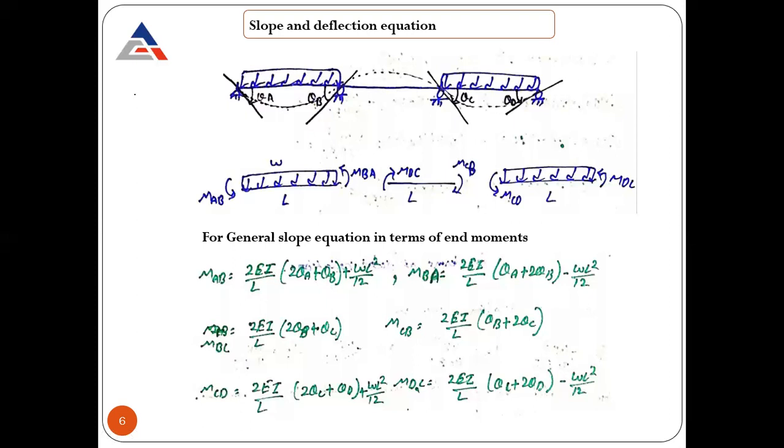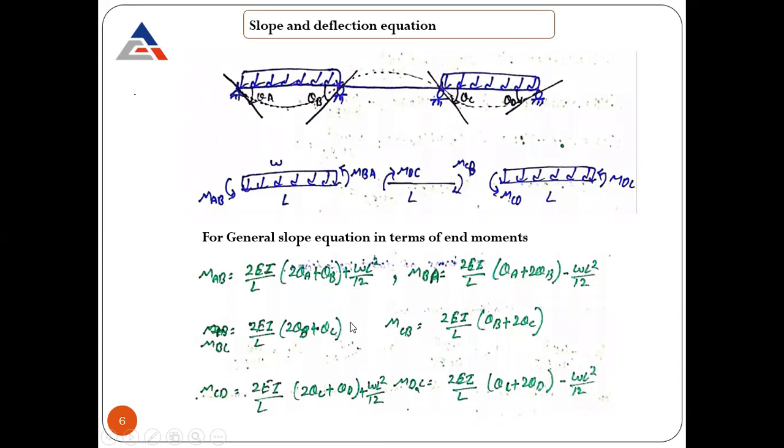That depends upon you also. You can choose your own sign convention. Either way, if one is positive, the other will automatically be negative. Similar is the case for joint BC also. MBC will be equal to 2EI by L, 2 theta B plus theta C. There is no fixed end moment. Why? Because there is no load in segment BC. If there is no load, the fixed end moment will not come, so in that case it comes out to be 0 only.